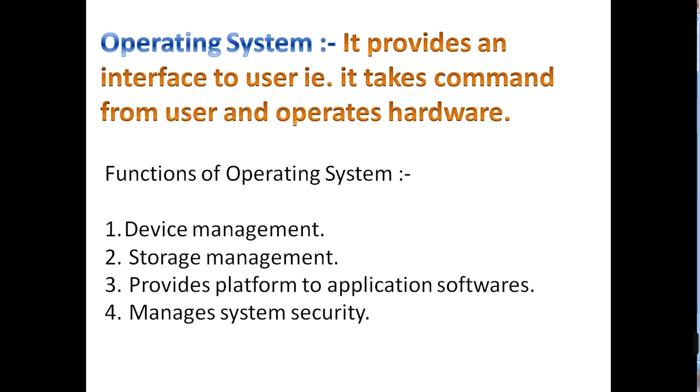Now the functions of operating system. So you can see there are four major functions of an operating system. First is your device management. So device management means controlling and managing all connected hardwares of the computer. Next is your storage management. Your storage management means keeping track of all data stored in different storage devices.